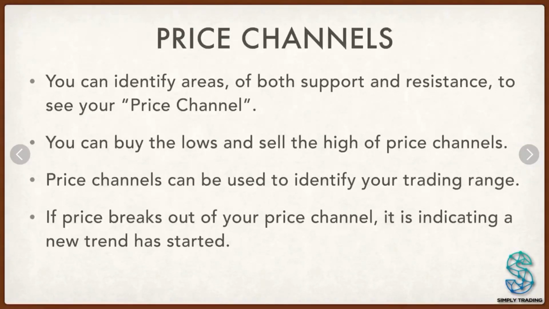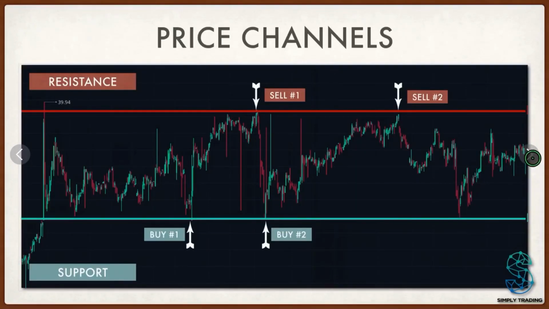If price breaks out of your price channel, it is indicating a new trend has started. Now, if we look at this, we can see our resistance up here, and it touches 1, 2, 3 different points, and we can see our support down here. This is a consolidating market, not a trending market, okay? We can also see it has multiple points touching here.